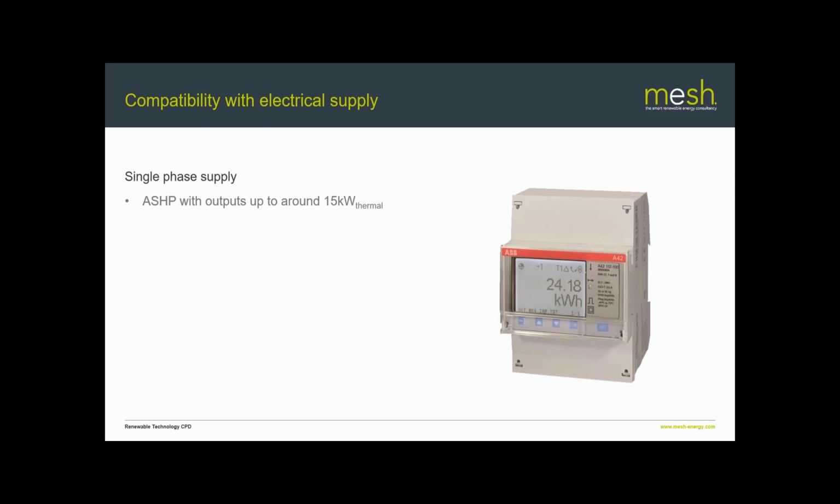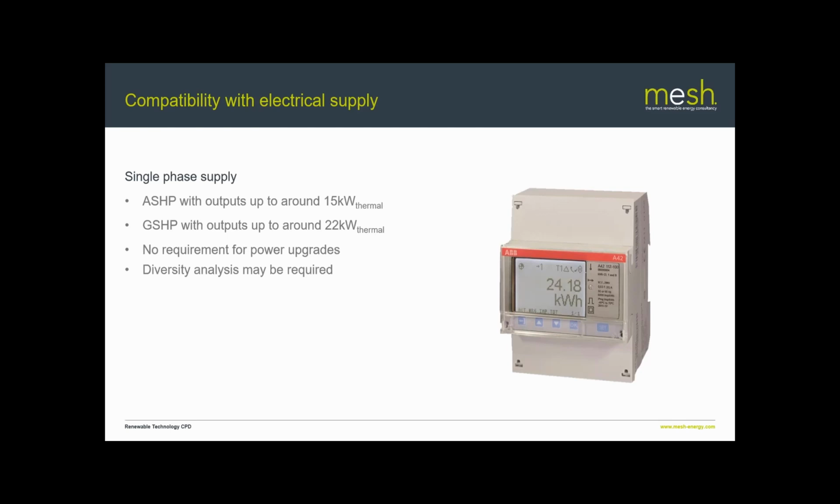So from a single phase supply, realistically, in most cases, the limit for output is going to be around about 15 kilowatts thermal for an air source heat pump, or maybe up to about 22 kilowatts thermal for a ground source heat pump. And that's simply a reflection of the fact that ground source heat pumps are a little bit more efficient. There's no need to upgrade the power in most cases. You may find some older properties only have a 60 amp supply, which in most cases the DNO will upgrade to 100 amps for free. So there is a little bit of a caveat on that.